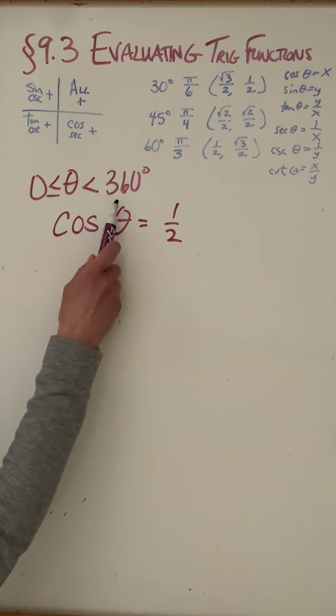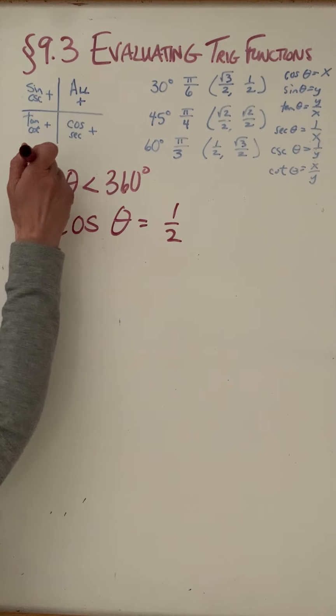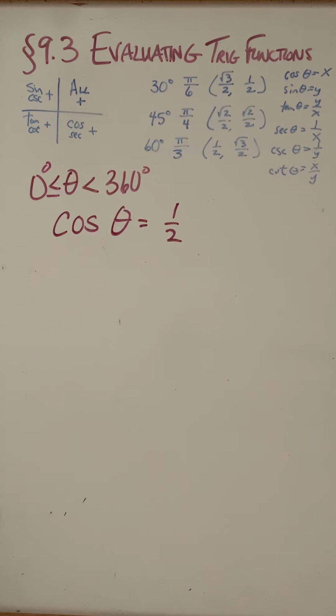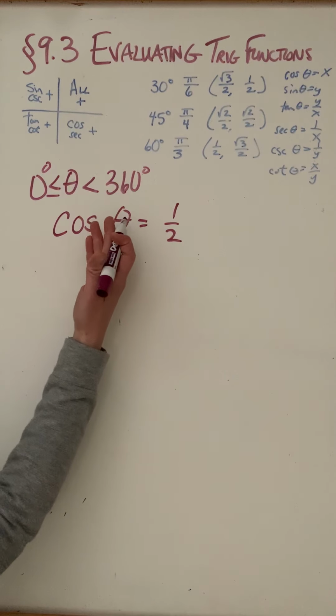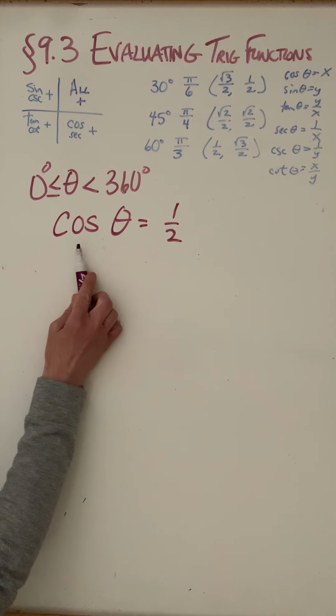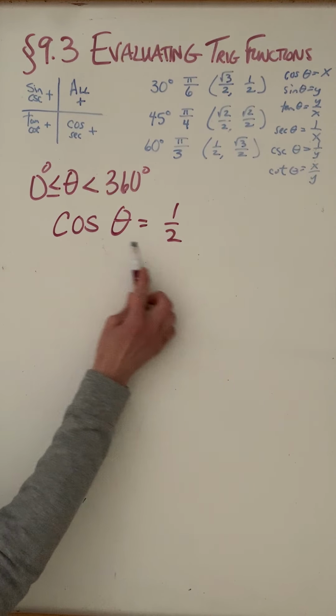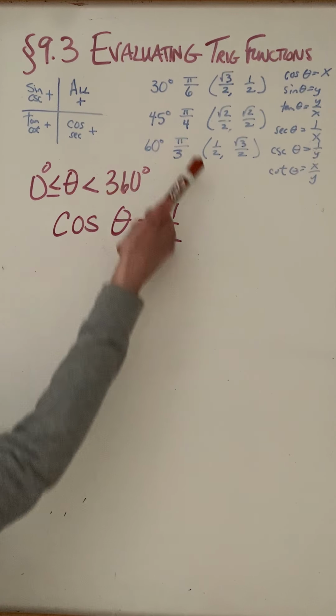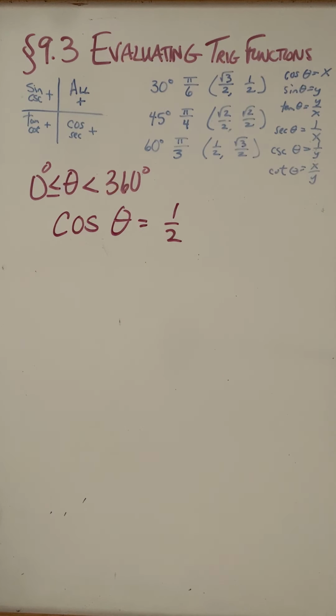This domain also just tells me that I want my answers to be in degrees, since theta has to be between 0 degrees and 360 degrees. If it said between 0 and 2 pi, then I'd want to make sure to give my answer in radians, okay? All right, so what we're going to do is we're going to try and solve this. So where is cosine theta equal to 1/2? Well, we know that cosine is the x coordinate. If I look at my ordered pairs, which ordered pair has an x coordinate of 1/2?